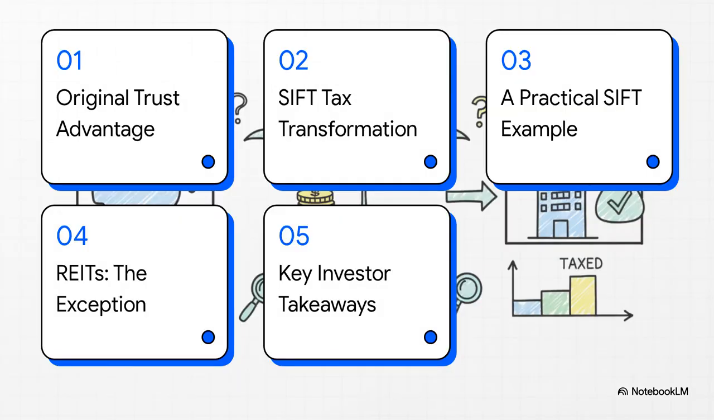So here's our roadmap. We'll start with why these trusts were so popular to begin with. Then we'll get into the big tax transformation that created something called a SIFT. After that, we'll walk through a real-world example to see how the numbers work, look at the one major exception to the rule, REITs, and then we'll wrap it all up with the key things you, as an investor, should take away from all this.